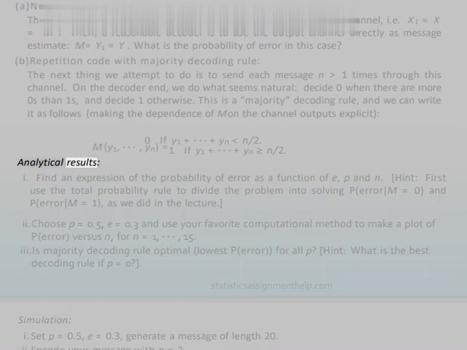Analytical results. 1. Find an expression of the probability of error as a function of e, p, and n. Hint: first use the total probability rule to divide the problem into solving P(error | m equals 0) and P(error | m equals 1), as we did in the lecture. 2. Choose p equals 0.5, e equals 0.3, and use your favorite computational method to make a plot of P(error) versus n, for n equals 1 to 15. 3. Is the majority decoding rule optimal, i.e. lowest P(error), for all p? Hint: what is the best decoding rule if p equals 0?